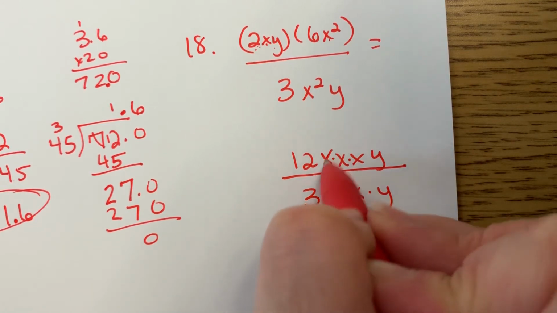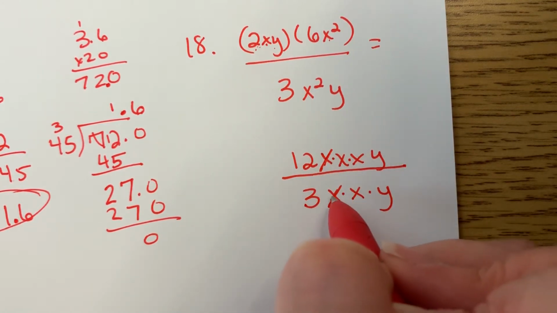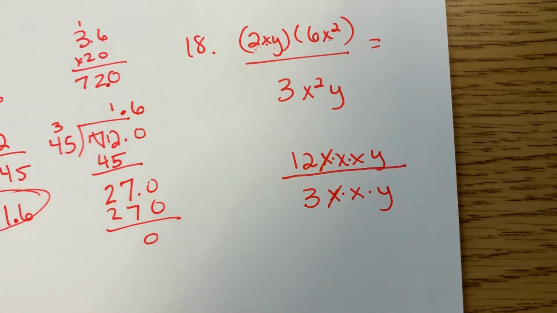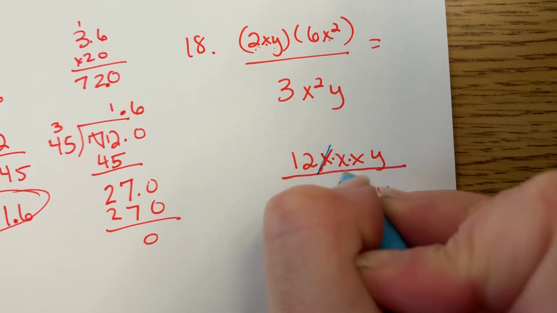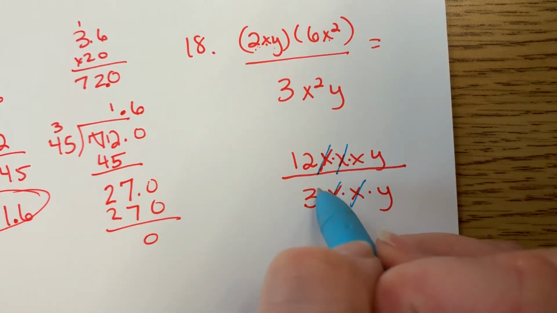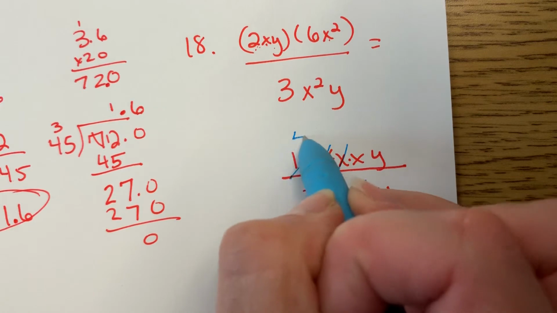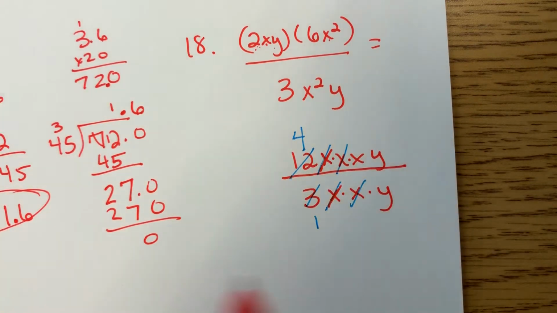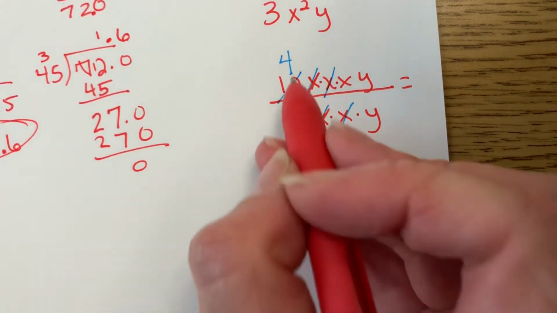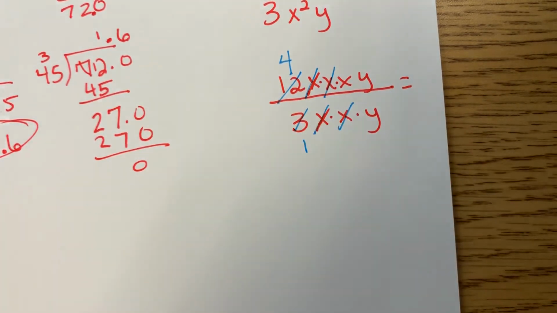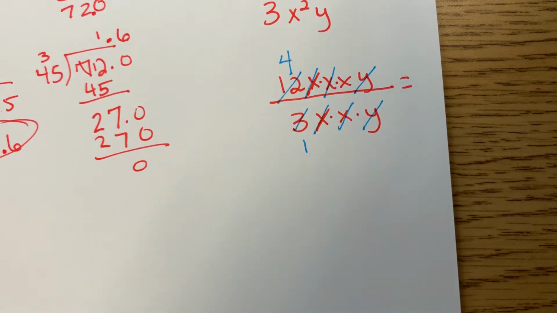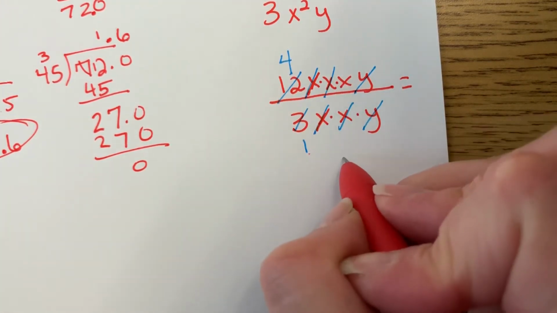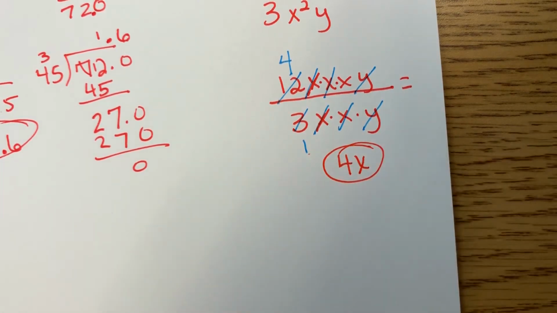All right, these x's, let me use a different color so you can tell what I'm doing. This x and this x cross out, this x and this x cross out. 3 goes into 3 one time, 3 goes into 12 4 times. All right, so what I'm left with is 4xy. Oh, I didn't cross out my y's. All right, so on the denominator, I'm just left with a 1, and on the numerator, I'm left with 4x. So my answer is 4x.